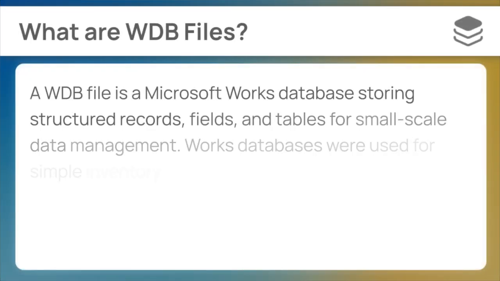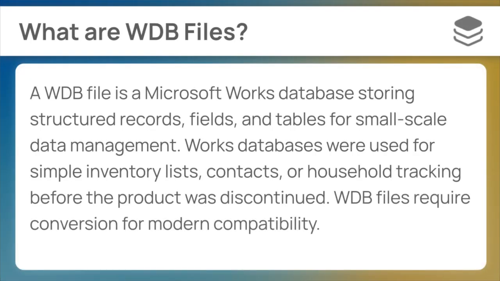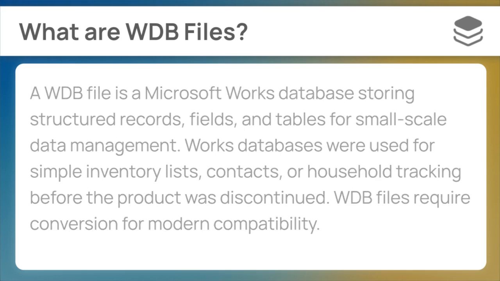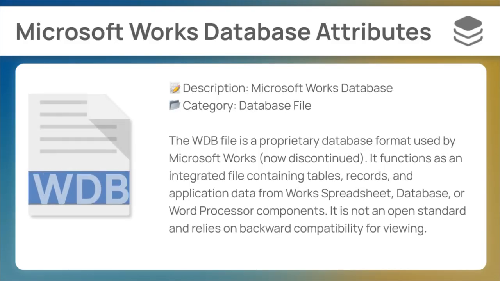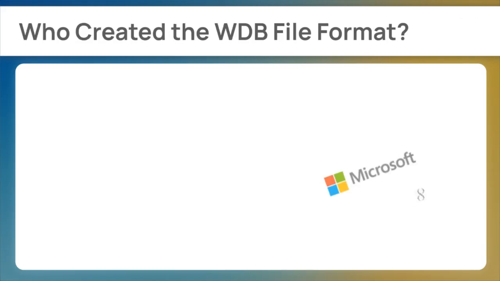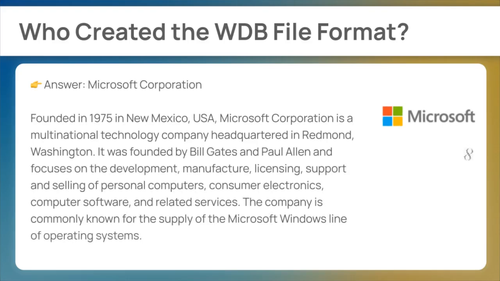Functionally, the WDB is a specific manifestation of the database file format. It uses the Microsoft Works database format to store its contents. The WDB file is a proprietary database format used by Microsoft Works, now discontinued. It functions as an integrated file containing tables, records, and application data from Works Spreadsheet, database, or word processor components. It is not an open standard and relies on backward compatibility for viewing. Developed by Microsoft, the format is closed source and highly specific to the Works suite. Its design integrates all data types into a single structure.